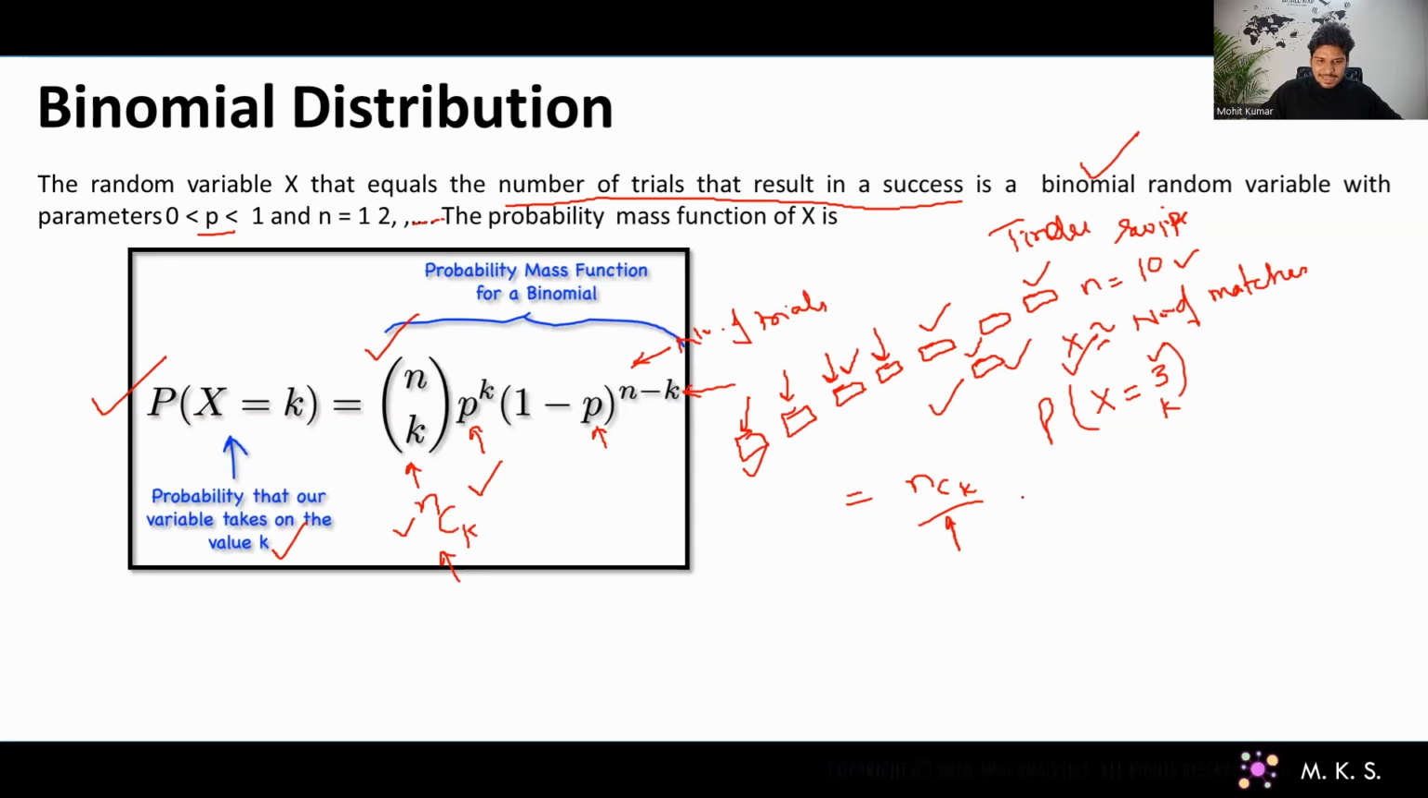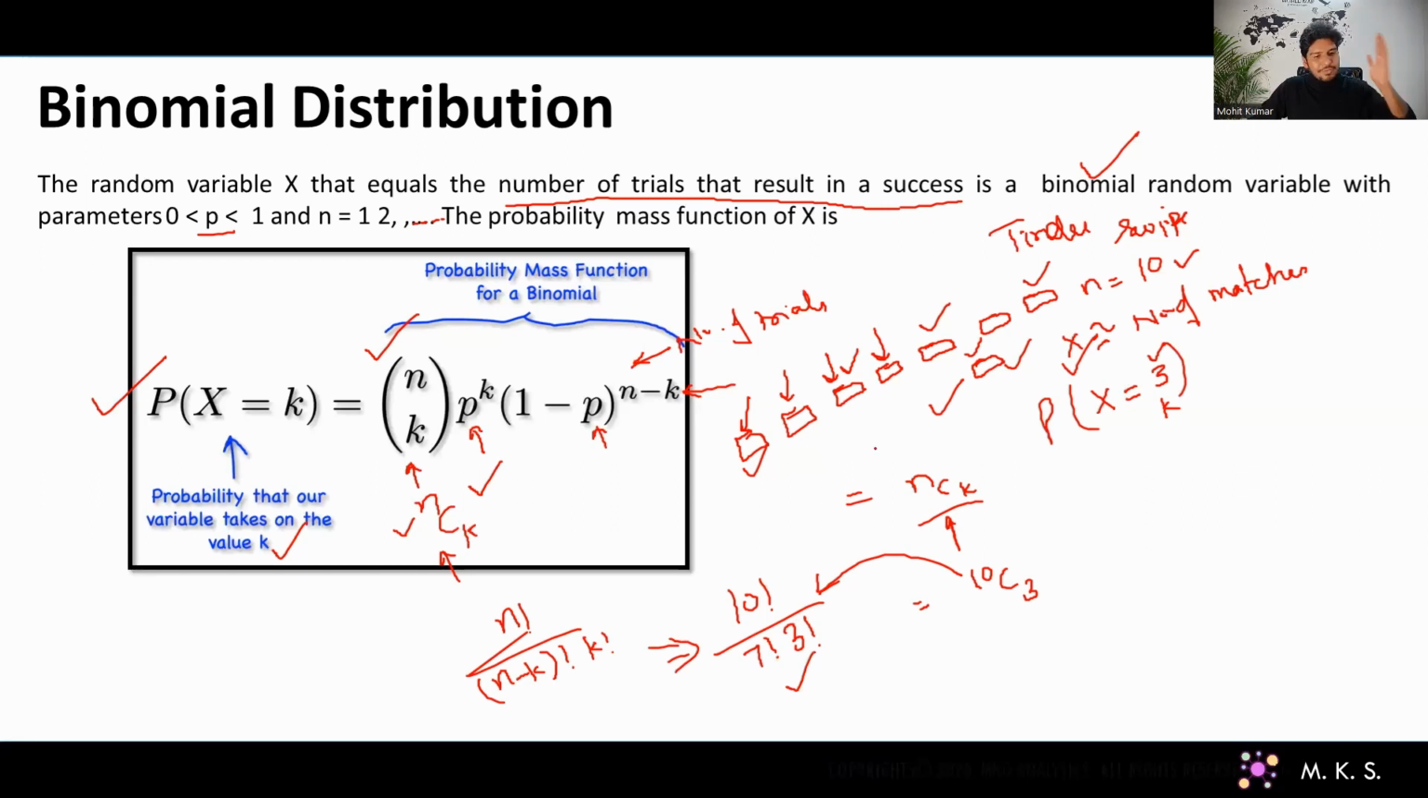So this will be represented as 10C3, which is nothing but, the formula is 10 factorial divided by 10 minus 3, that is 7 factorial, into k factorial, that is 3 factorial. So the formula is n factorial by n minus k factorial and into k factorial. That's what I have represented in this form: 10 factorial by 7 factorial into 3 factorial. Right? So now this is the first term to identify 3 possible swipes out of 10.